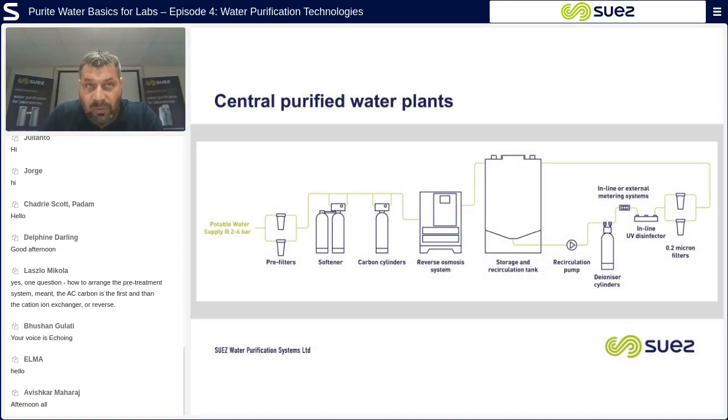Central purified water plants. Here is a typical central water plant layout, which will have a similar pre and post filtration, just on a larger scale. The drawing here shows the pre-filters, water softener, carbon vessel, reverse osmosis unit, polishing cylinders, UV chamber, and the ultramicron filters.